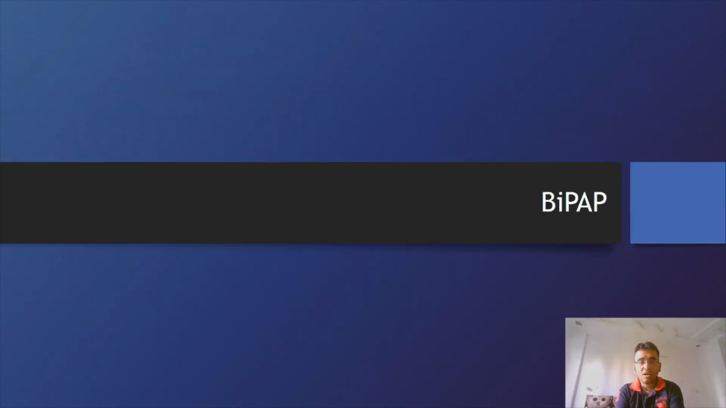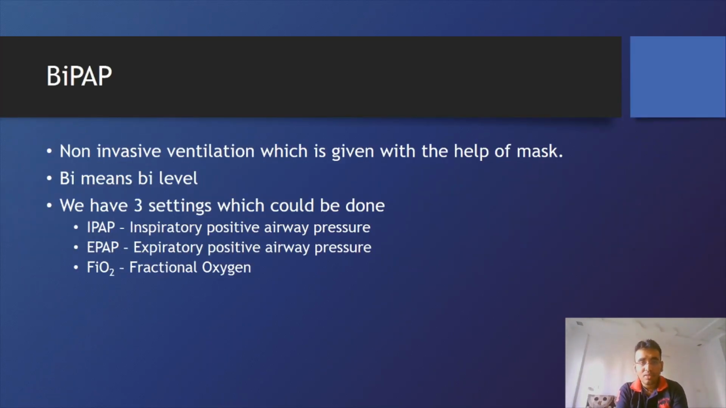Now in the next part, we'll be discussing in brief about the BiPAP. So basically BiPAP is a non-invasive ventilation method which is given with the help of a mask. It's not the same as a CPAP, but it is just like a CPAP. Just like you have seen those grandmothers or those obstructive sleep apnea patients who carry that small machine with them and use it with a mask over their nose. That is basically a CPAP mask, and we also have a very similar machine, a BiPAP.